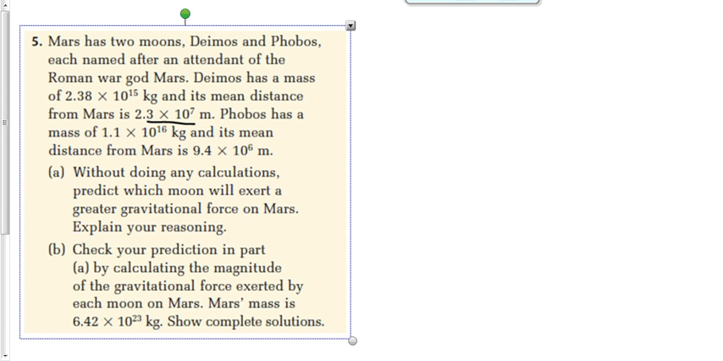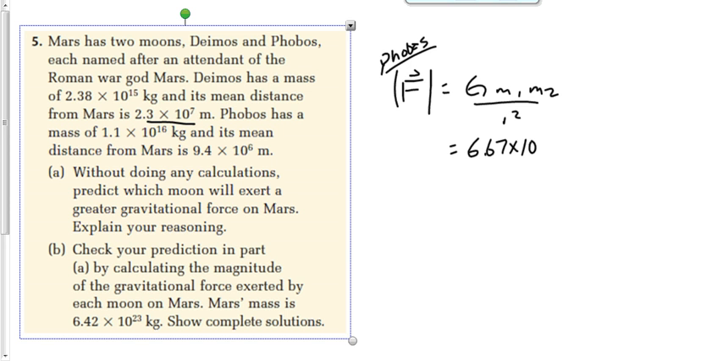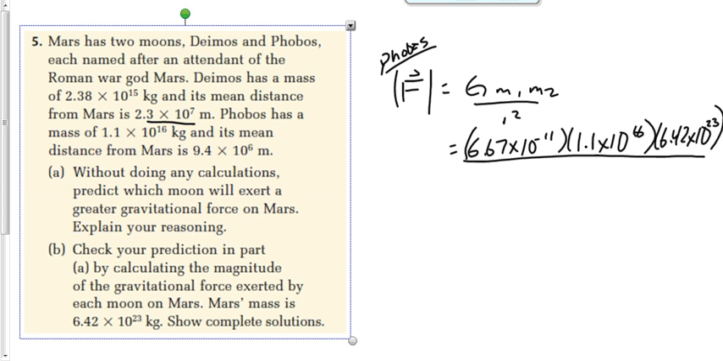Question 6: we want to check our predictions by calculating the magnitude of the gravitational force exerted by each moon on Mars. Easy enough here, guys. At this point, we're going to say the force of gravity between Phobos and Mars is G m1 m2 over r squared. That's 6.67 times 10 to the minus 11, times the mass of, let's say, Phobos, 1.1 times 10 to the 16, times the mass of Mars, 6.42 times 10 to the 23, divided by the average distance that separates them.